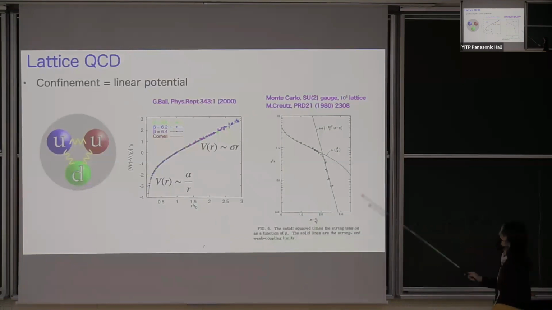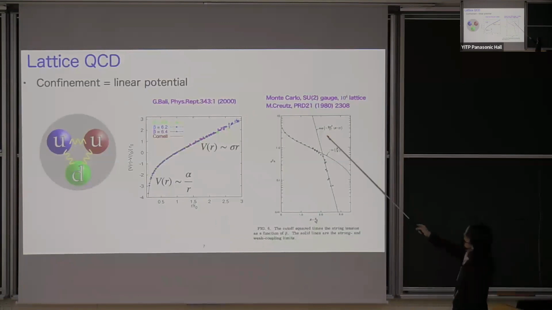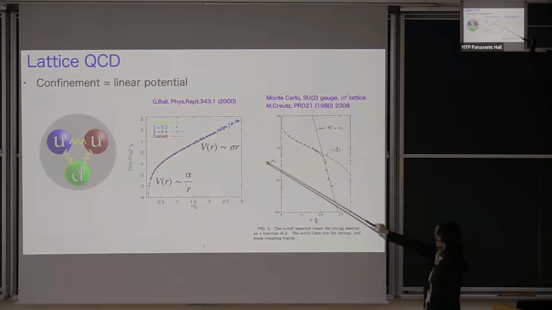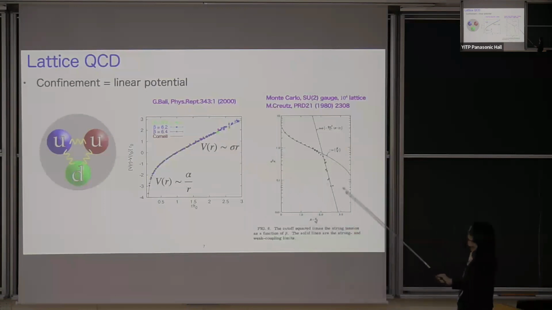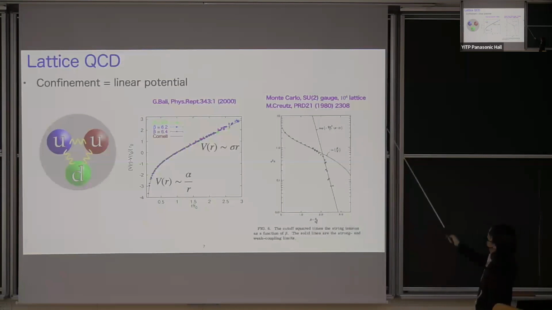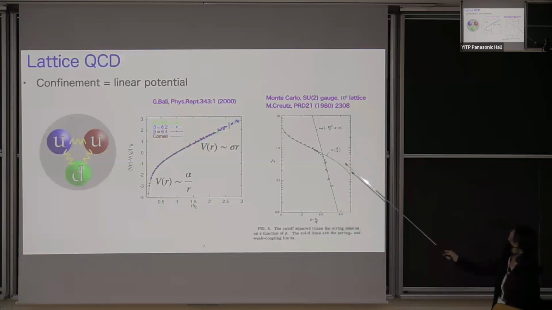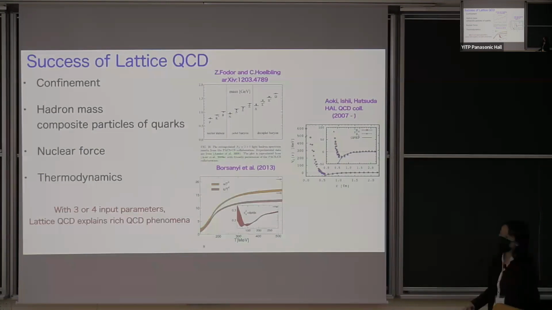In fact, the first study of lattice QCD was done by Mike Creutz in 1980, and he showed the string tension, this coefficient, using lattice Monte Carlo simulation for the SU(2) gauge theory. At that time, the lattice size was 10 to the fourth. Anyway, showing confinement and finding the linear potential was the beginning of lattice QCD. And over these 40 years, lattice QCD has had many successes.